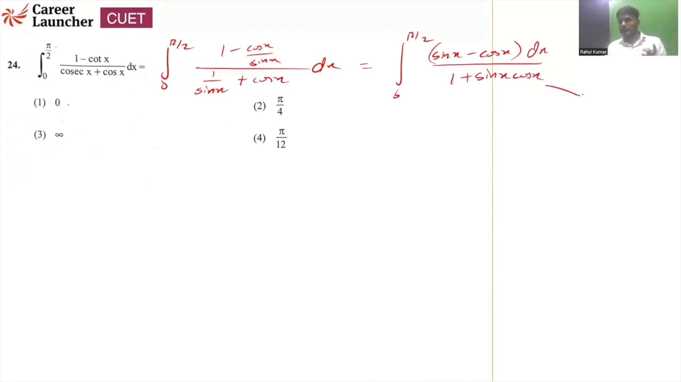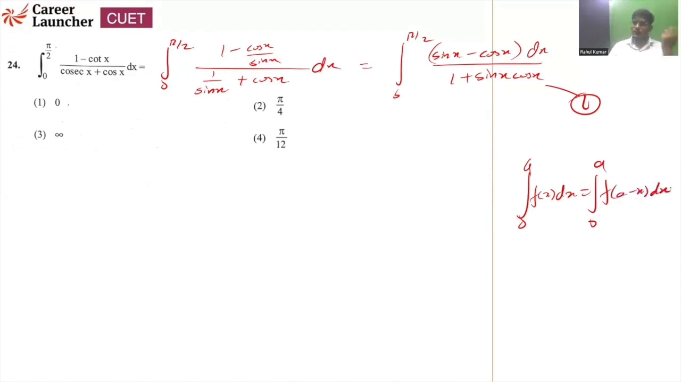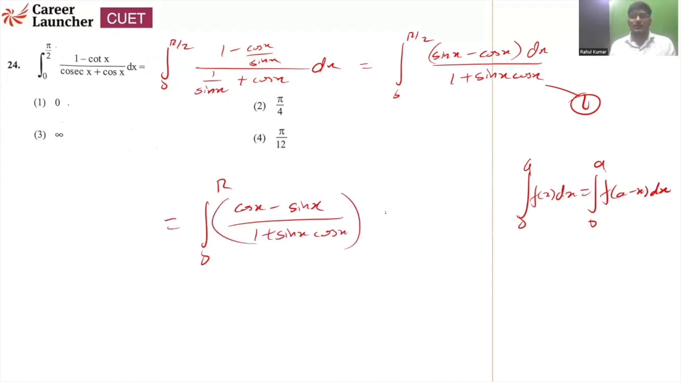And if you remember, we have done this problem in the mock exam. So what I will do, I will apply the property of integral 0 to a f of x dx is equal to integral 0 to a f of a minus x dx. I will use this property to get the answer. So it will be 0 to pi of cos x minus sin x divided by 1 plus sin x cos x into dx.